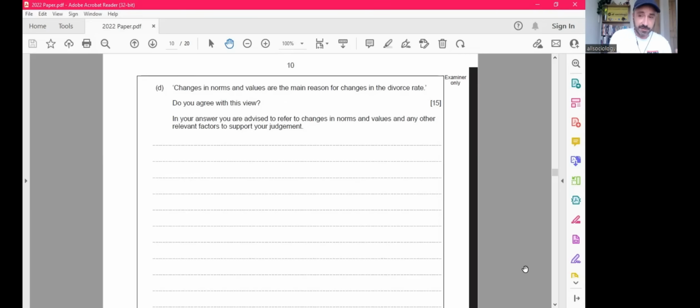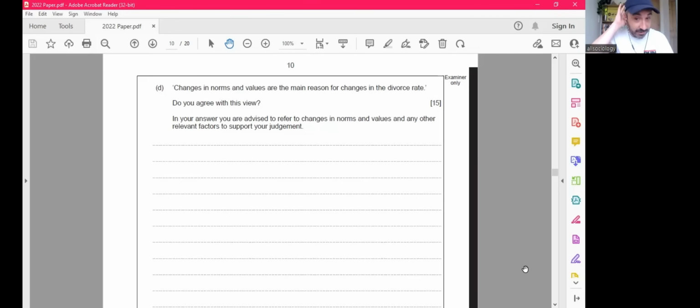So the structure for this essay needs to be a very short introduction. And in your introduction, you're going to mention that yes, changes in norms and values have had an effect, but it's not the only thing. And for this one, you want to be thinking about some other reasons. Now, I'm going to actually recycle the reasons that I used for the 8-mark question. I used the 2 reasons I used for the changing role of women and changes in attitudes and secularization.